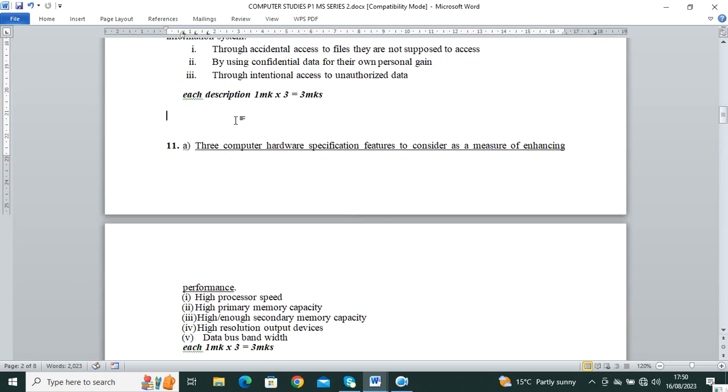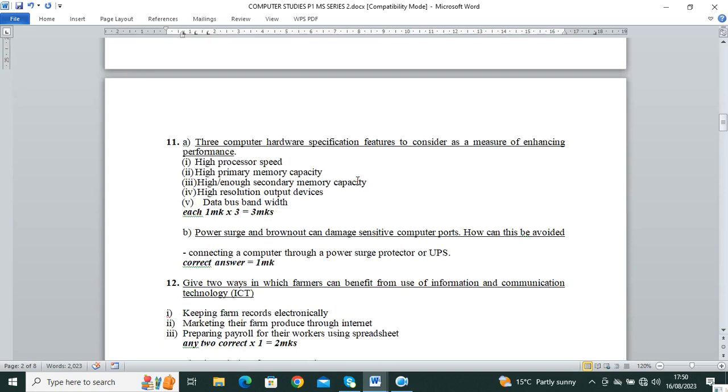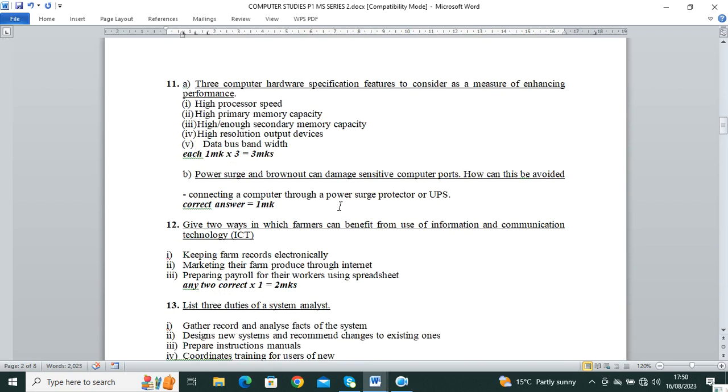So we have question number 11, guys. We have three computer hardware specification features to consider as a measure of enhancing performance. So the answers are high processor speed, high primary memory capacity, or the RAM. We have high enough secondary memory capacity. We have high resolution output devices. We have data bus, that is data bus bandwidth. Bandwidth is the amount of data that can be transmitted through a cable or a transmission media.